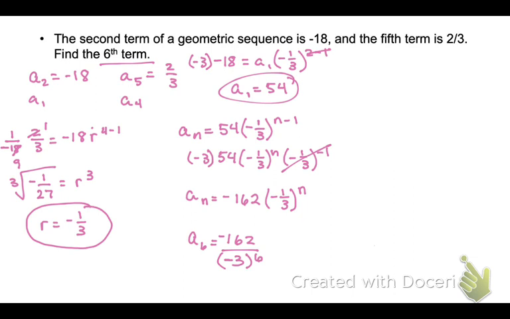Because if I take negative 162 times negative 1/3, doesn't it give me this? Okay, but what I'm saying is this is over 1. 162 is over 1, so it's 162 times 1, and it's 1 times 3. So that would give me this. Okay, so negative 3 to the 6 is also ultimately going to be a positive, correct? So I'm going to change this to a positive because my final answer is going to be a negative.